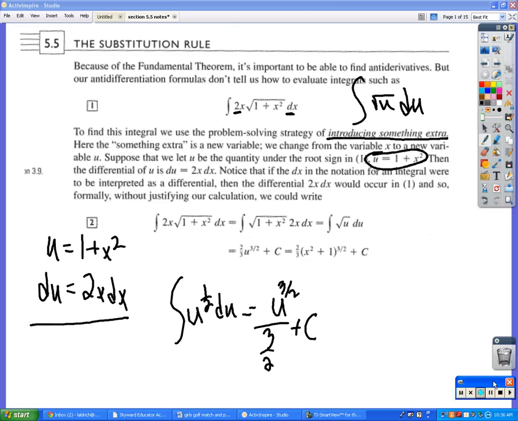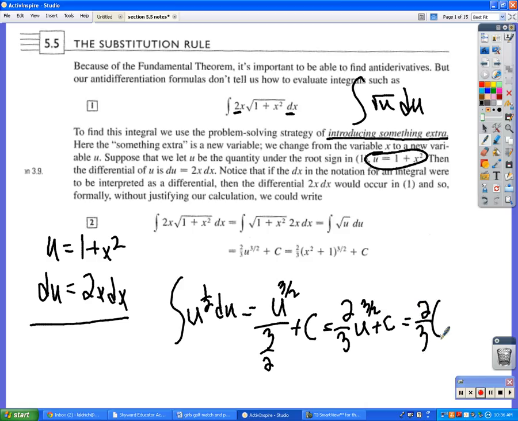And then dividing by 3/2 is the same as multiplying by 2/3. So I'm going to say this is 2/3 u to the 3/2 plus c. And then, like someone said right at the beginning, we have to substitute that back in for our final answer. So our final answer is 2/3 times 1 plus x squared, to the 3/2, plus c.